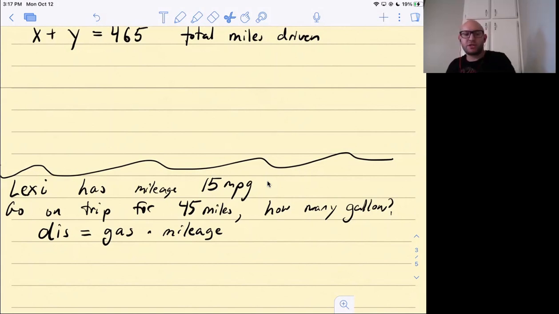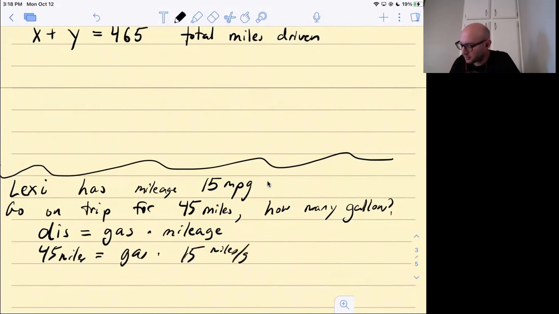So if I want to figure out how much gas I need to travel X miles, what do I need to do to the number X? For this question, we get 45 miles equals the gas times 15 miles per gallon. This implies that the gas is equal to 3 gallons.